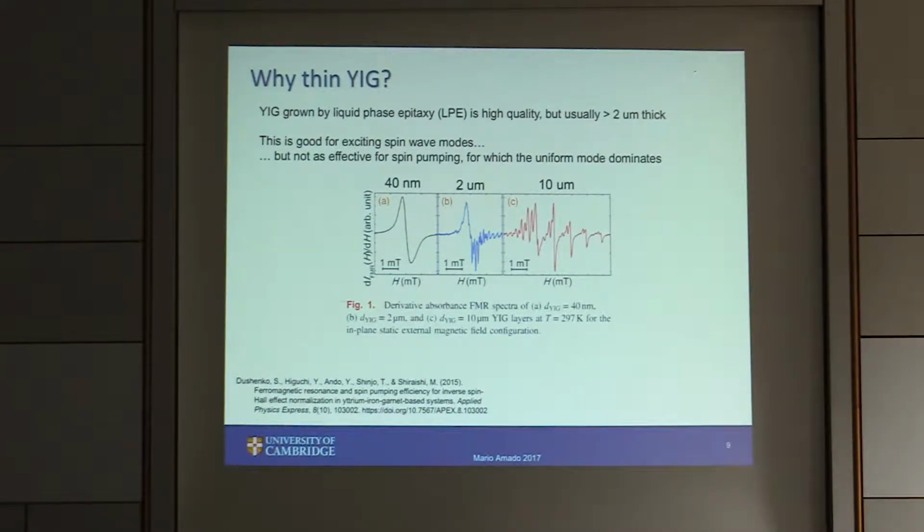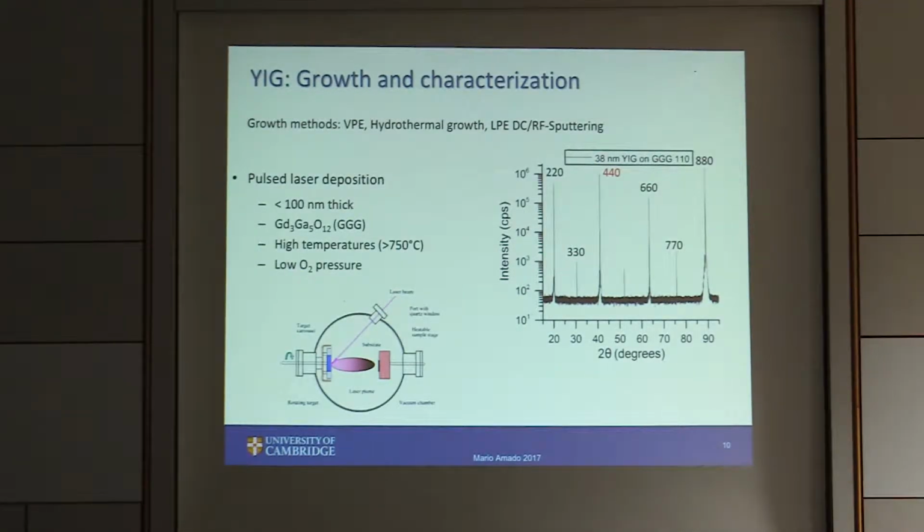So why do we want thin YIG? The YIG can be produced by liquid phase epitaxy. It's quite high quality, extraordinarily high quality. But if you want to use ferromagnetic resonance, thick YIG has many modes on top of the normal mode at lower thickness, and we cannot use this non-invasive technique to study spin pumping into materials. So this is why we have to go to thinner layers, and they are quite controllable using PLD.